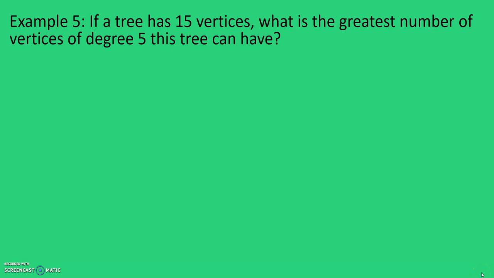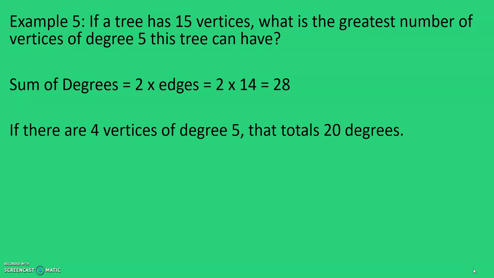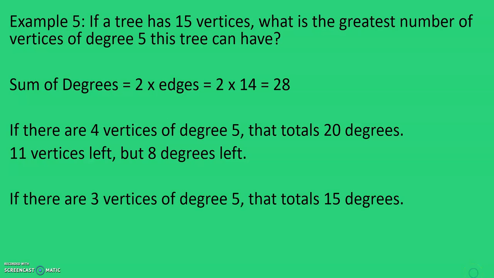Example 5. If a tree has 15 vertices, what is the greatest number of vertices of degree 5 this tree can have? Recall from the previous section, the sum of the degrees is 2 times the number of edges. If there are 15 vertices, we know there are 14 edges. So we'll do 2 times 14 and see we have 28 degrees. If there are 4 vertices of degree 5, that totals 20 degrees. That means there are 11 vertices left, but 8 degrees left. So that is not a possible option.